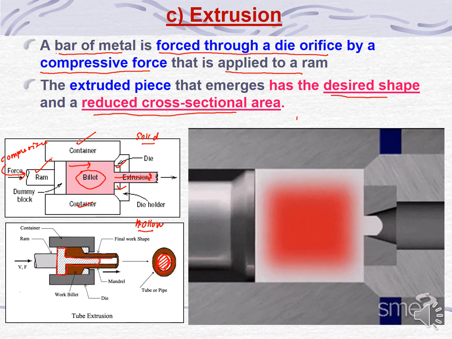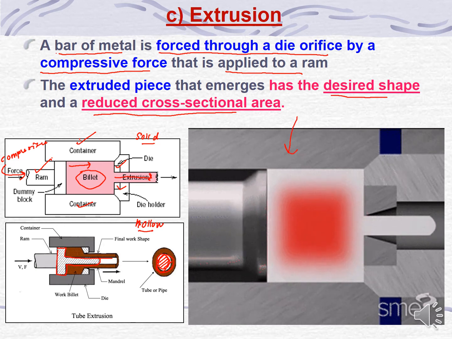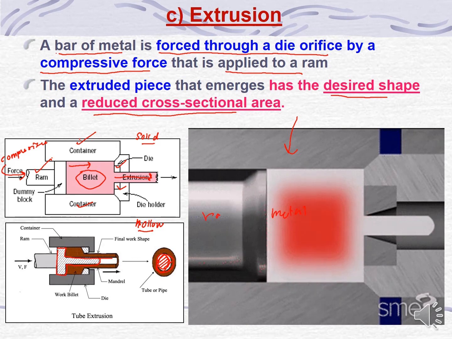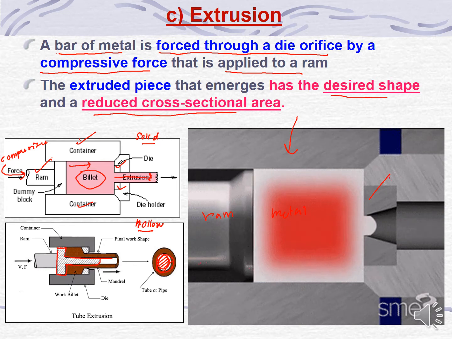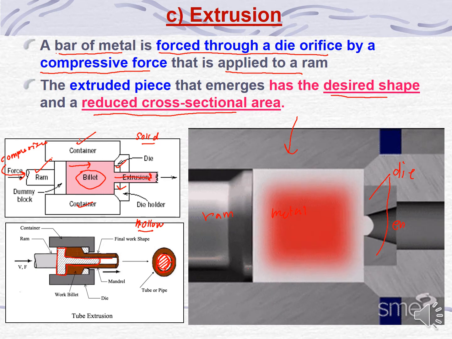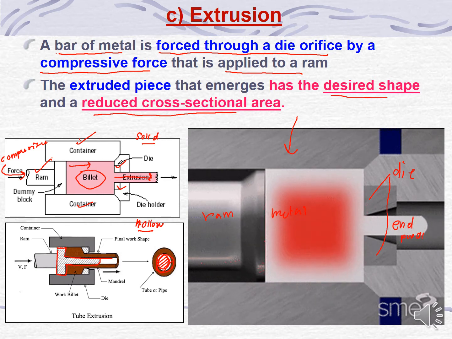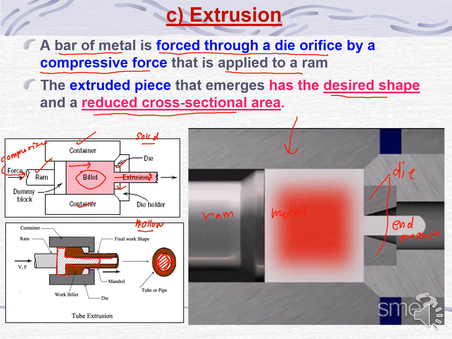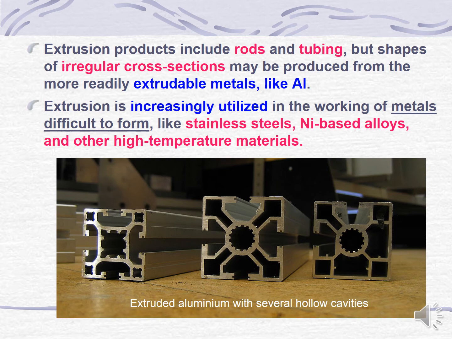You can see from the animation here. This is the metal block. This is the ram. And this is the die. This is the end product. These are examples of extruded products with hollow cavities.